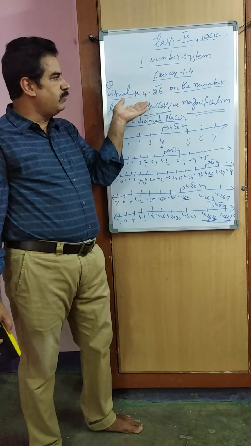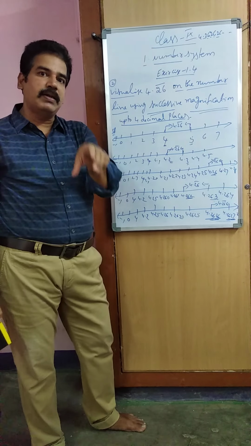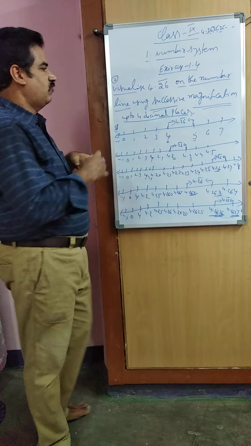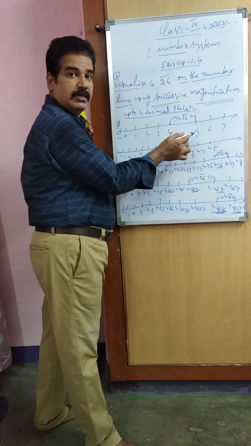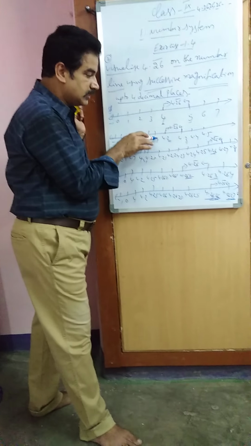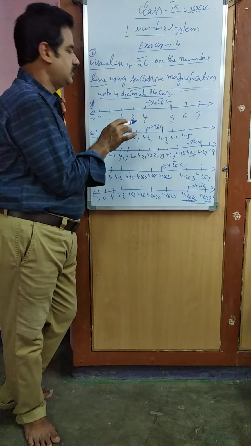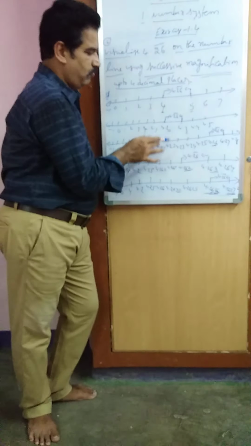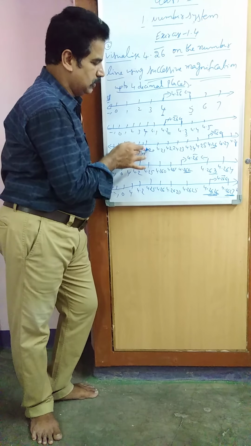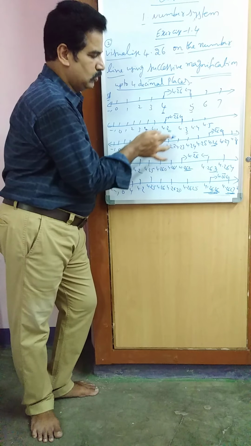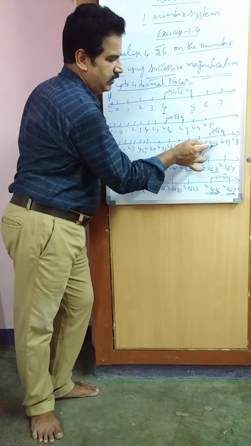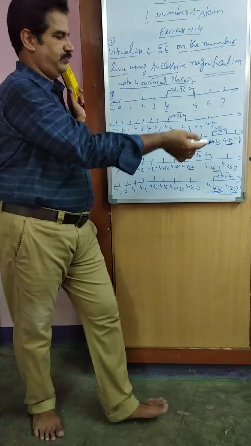Now, non-terminating repeating decimals we cannot represent exactly. We can represent up to 4 decimal places. First, it lies between 4 and 5. Then in the next step, it lies between the first decimal place, the tenths place: 4.2 and 4.3. And next, 4.2 means 4.20, 21, 22, 23, 24, 25, 26. It lies between 26 and 27.